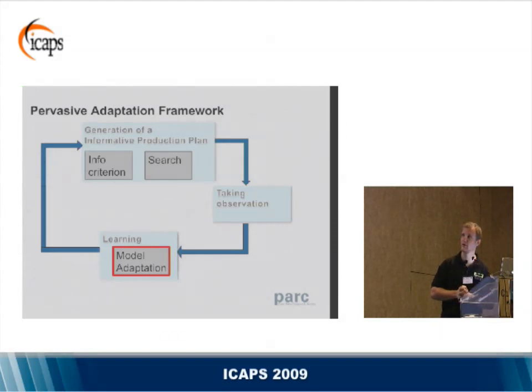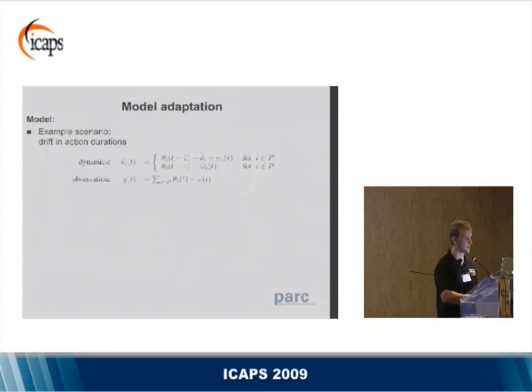If we now look at the overall architecture, there are a few things which need to be done. One thing is we need to be able to take observations, so we maybe have some sensor at the output. Another is that we need to be able to learn, but in order to learn, we also need an information criterion with which we can derive plans which are most informative, because only if we provide information are we able to learn. And if we have the information criterion, we need to be able to search for such plans.